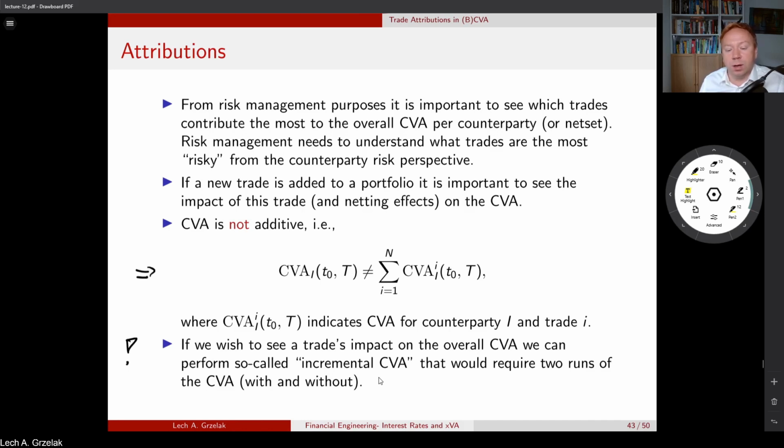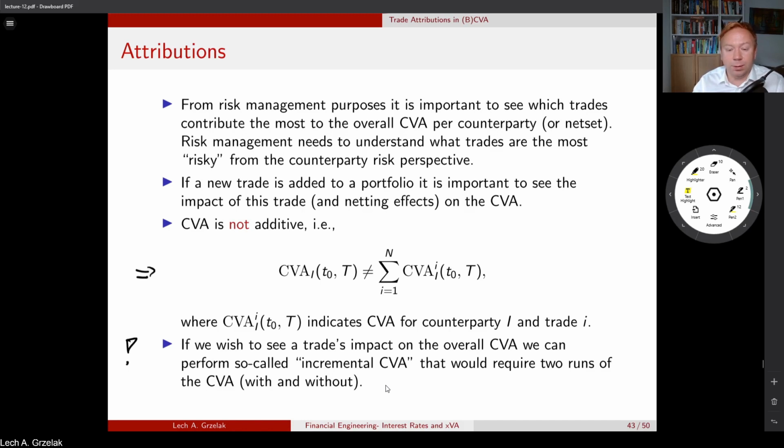However, if we think of this kind of experiment of incremental CVA for the whole portfolio, calculating those individual CVAs for all the trades, as you can imagine, it's computationally extremely expensive, because that would require multiple re-evaluations of the xVA engine. So incremental CVA is possible on a small scale, for a few trades. But if you would like to do it on a large scale, for the whole book, that is rather impossible.